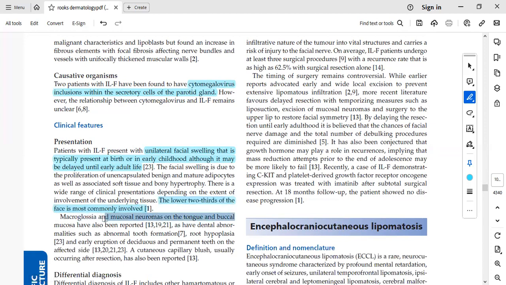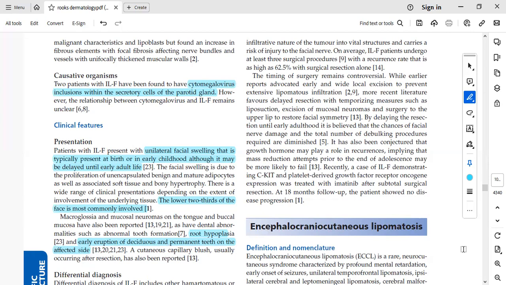Macroglossia and mucosal neuromas on the tongue and buccal mucosa have also been reported. And dental abnormalities, which are important, include abnormal tooth formation, root hypoplasia, and early eruption of deciduous and permanent teeth on the affected side. A cutaneous capillary blush that usually occurs after resection has also been reported.